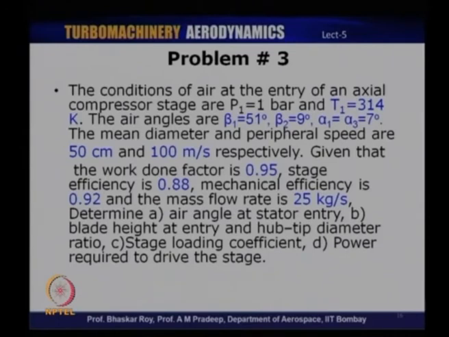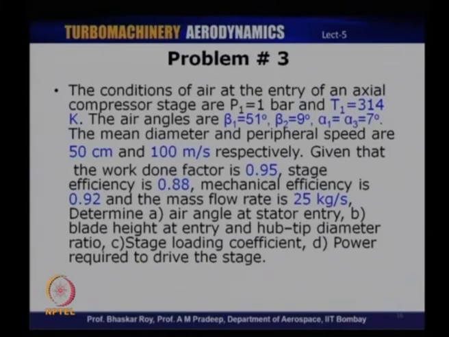The mean diameter and the peripheral speed are 50 centimeters and 100 meters per second respectively. Given that the work done factor is 0.95, the stage efficiency is 0.88, the mechanical efficiency is 0.92 and the mass flow rate is 25 kg per second. Determine part A, air angle at the stator entry, part B, blade height at the entry and hub to tip diameter ratio, part C, the stage loading coefficient, and part D, power required to drive the stage.